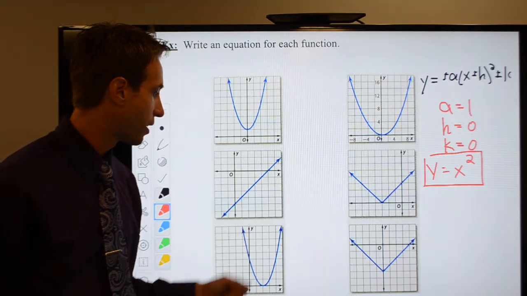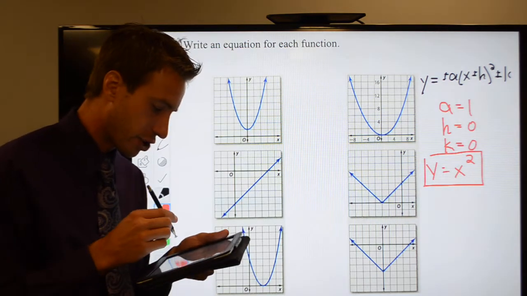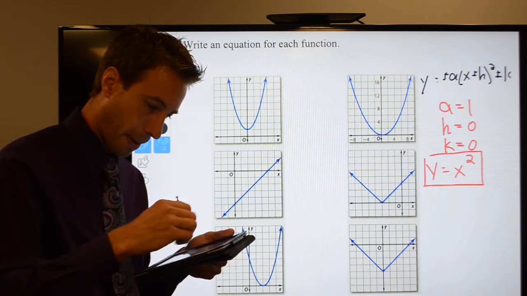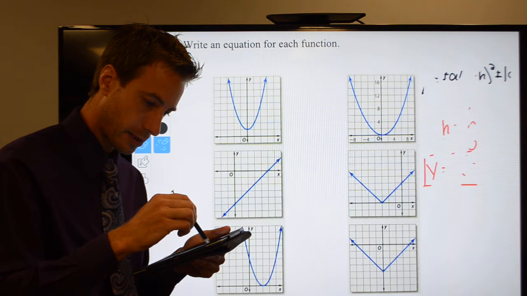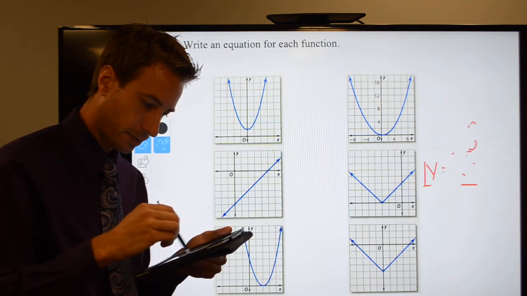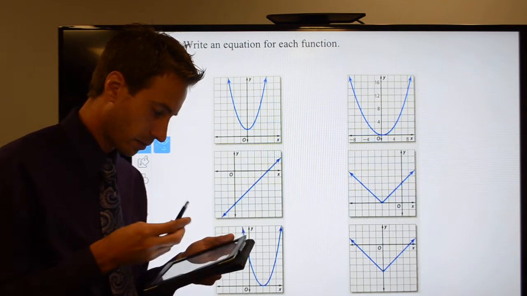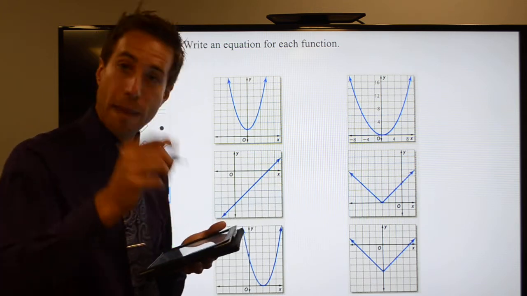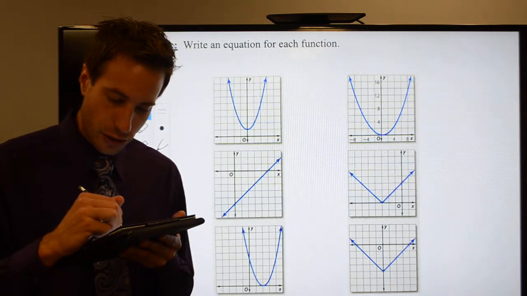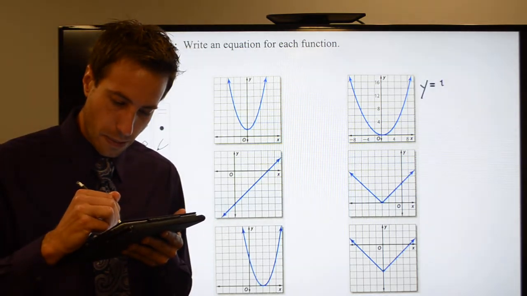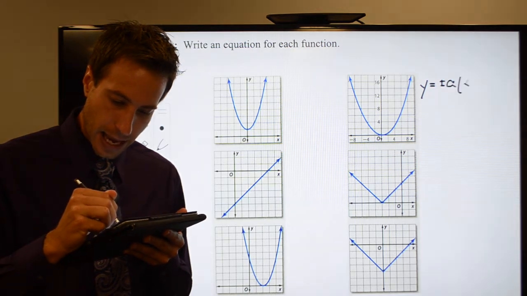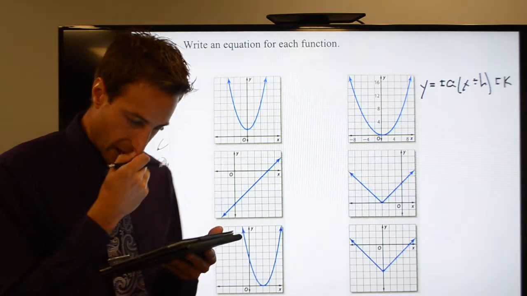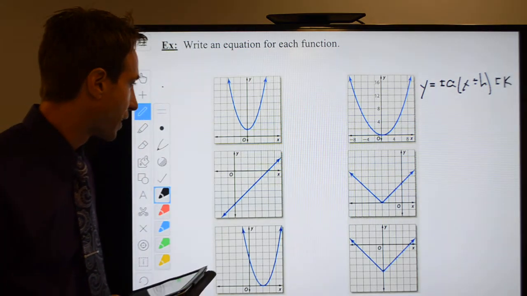Let's try another one. I got this one right here. This is going to be our identity function. So here we go. Let's see what happens. Let me erase this stuff. Okay, remember the general form for the identity function is y equals plus or minus a times x plus or minus h plus or minus k. All right, let's go through and see if we can figure out what's going on here.